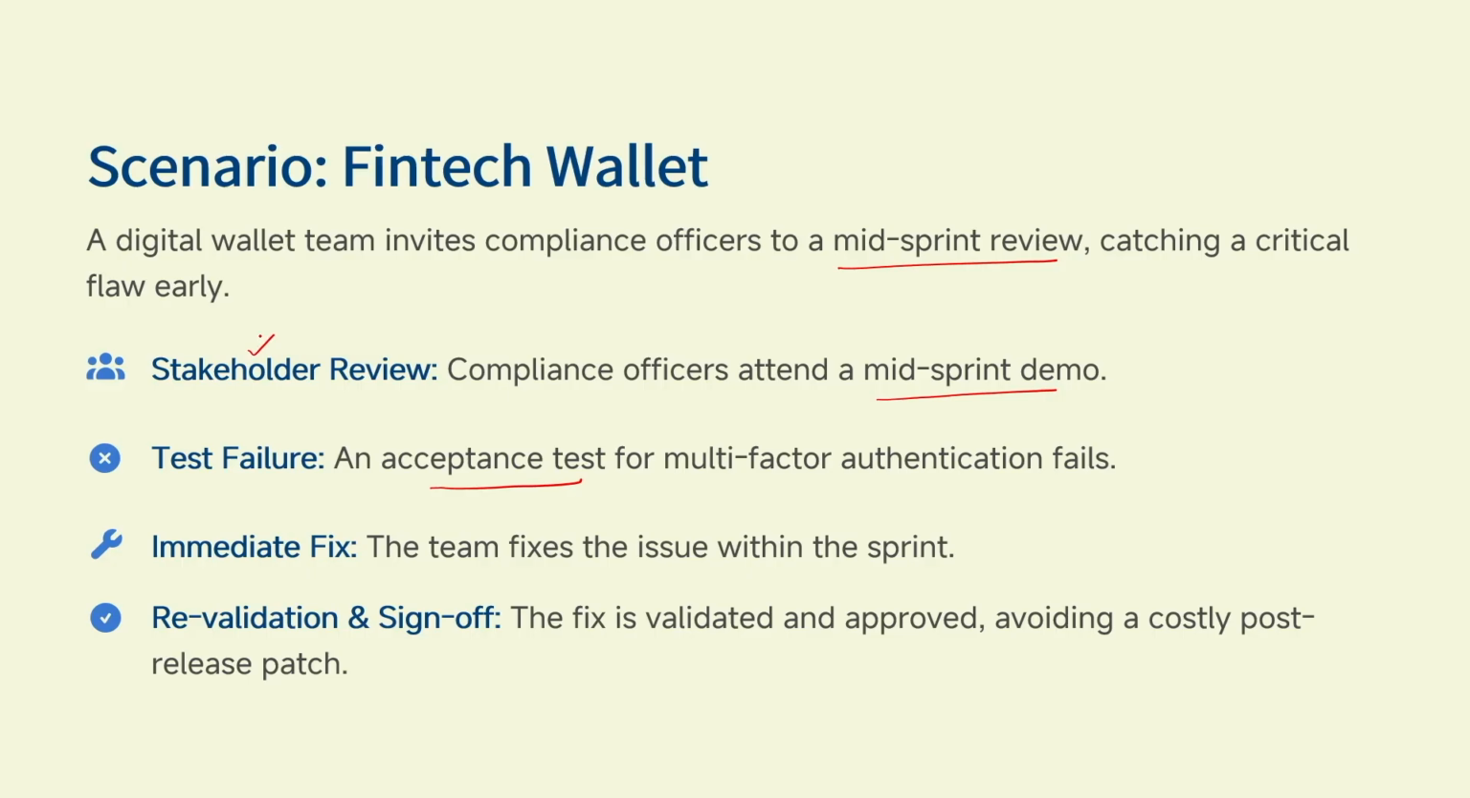Okay, so an acceptance test for the multi-factor authentication. If say for example you have a multi-factor authentication module, and if that fails, the team will fix that issue within the same sprint itself, and they'll check and approve the corresponding change, such that it is not going to create a post-release patch. Okay, so this is done as and when. So meaning within the sprint itself, you are trying to deliver a fix so that it is not going to create a later issue.